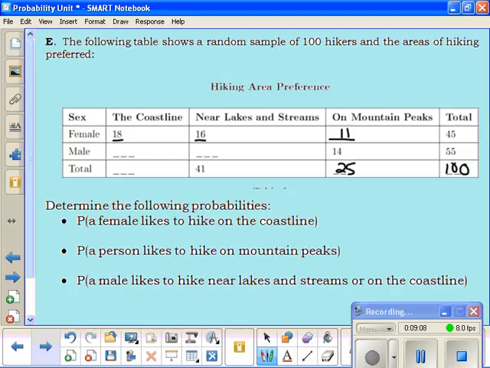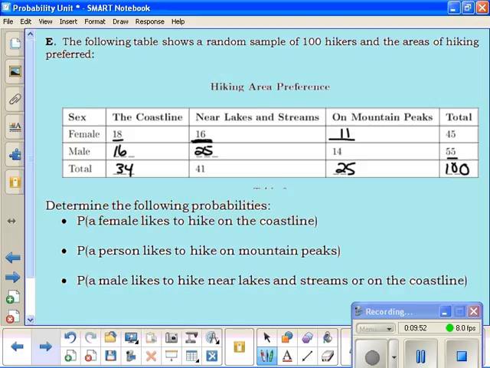Next, well, that means I can fill in this one, because 11 and 14 is 25. If I know that there are 16 females that like to hike near lakes and streams, and there's 41 total, I can fill that in. That's also going to be 25. And if I know those two, and that's a total of 55 in those two rows, or I can do it a lot of different ways. But 55 in those two rows, if I take away 25 and 14, that's 39. That leaves 16 to go here, and that means 34 there. And those should all add up to be 100. So now, being able to fill in that area, or fill in a table given some information, you should be able to do that.